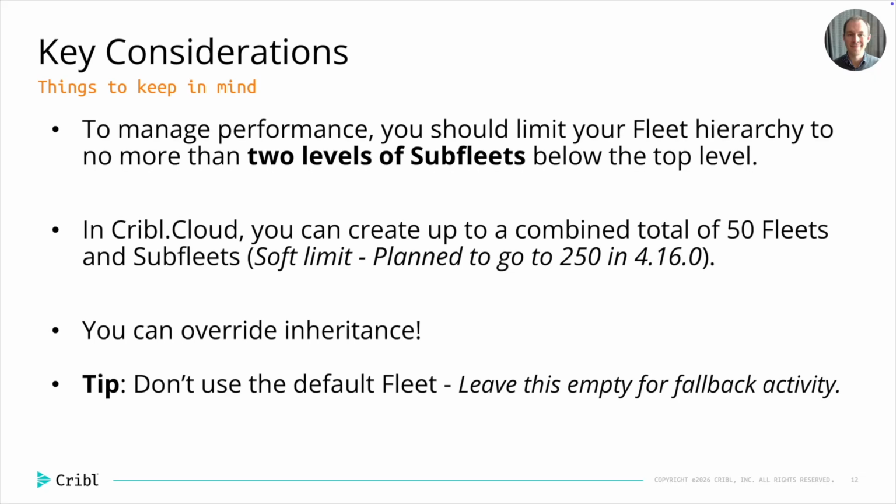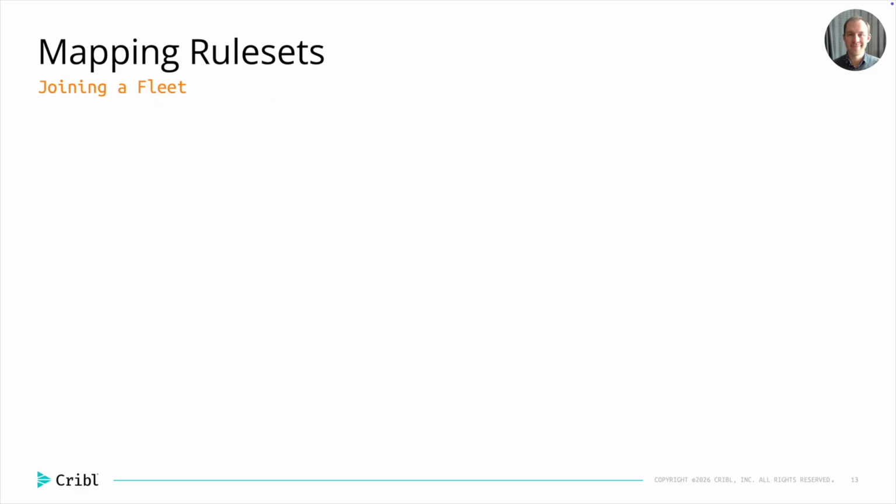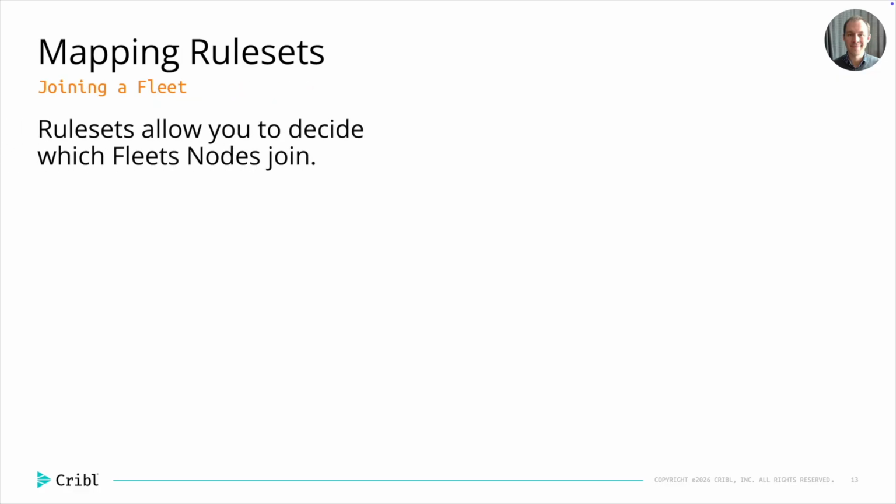Let's talk about how we decide how a node ends up in a specific fleet. This is managed using mapping rule sets. Rule sets allow you to decide which fleet specific edge nodes will join, and there's a very clear priority order for this. The first thing a leader node considers are its own mapping rules. These are logical expressions that are evaluated sequentially to determine which fleet a node should be placed in.